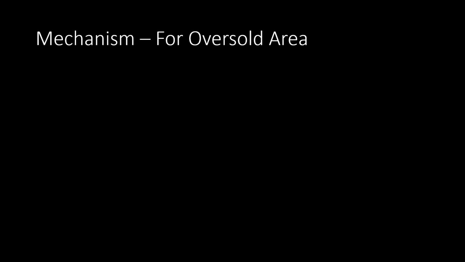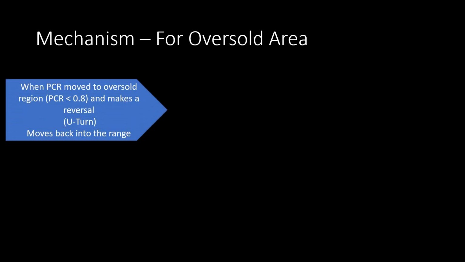Now let's talk about the mechanisms one can implement to take advantage of our learnings about PCR from the previous slide. Let's talk about an instance where PCR has dropped below 0.8. That means the index has moved into that oversold region. As discussed earlier, one can expect bullish trend reversals from these levels. When that bounce happens, PCR again moves back into the neutral zone between 0.8 and 1.6, establishing an equilibrium in the marketplace.